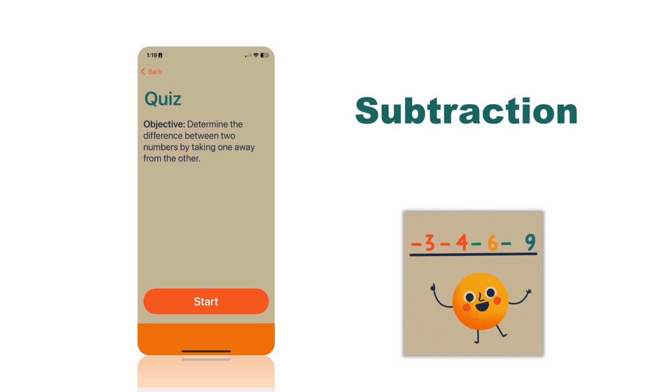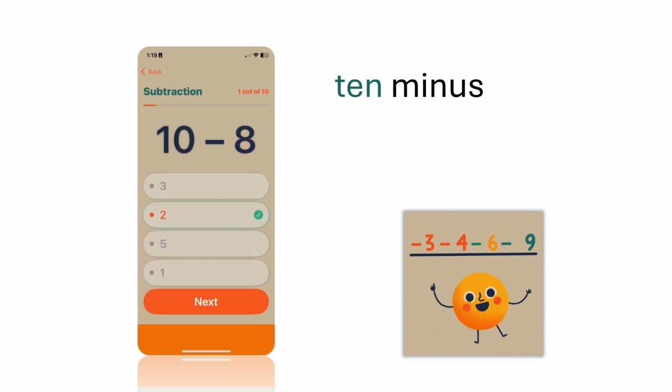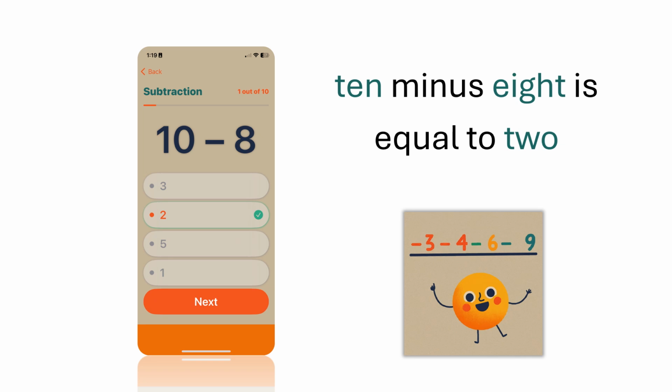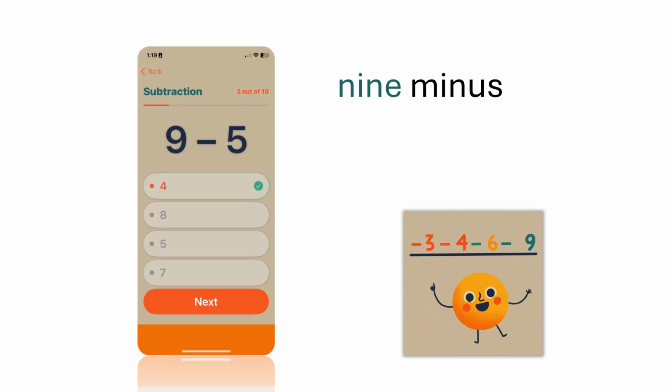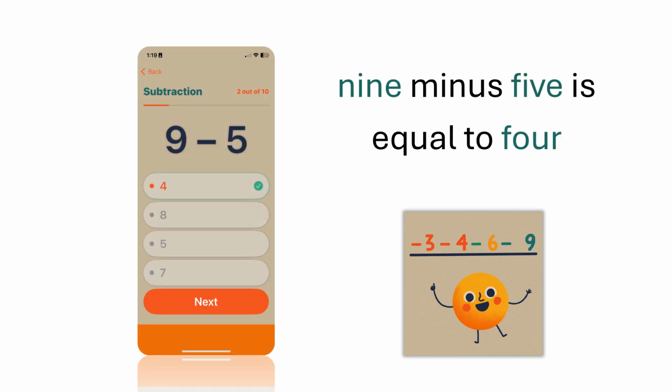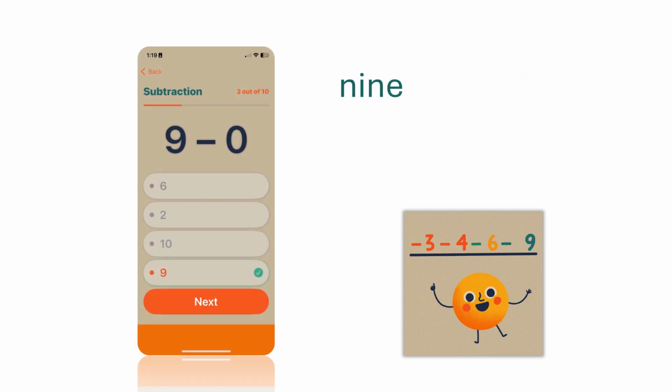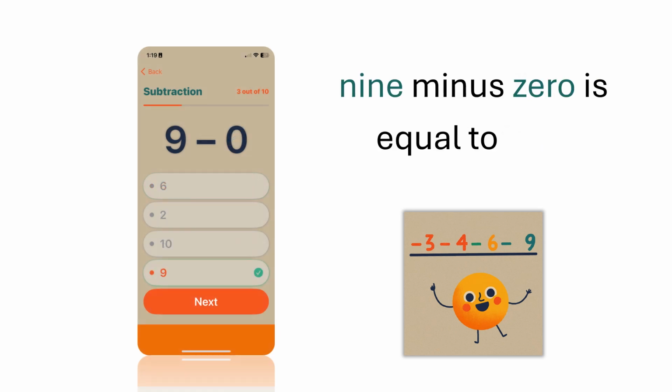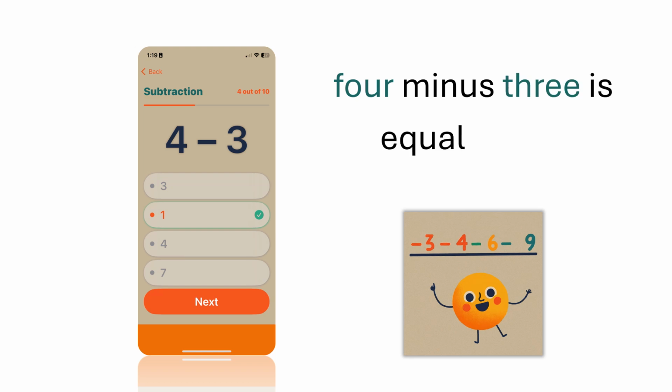Subtraction. 10 minus 8 is equal to 2. 9 minus 5 is equal to 4. 9 minus 0 is equal to 9. 4 minus 3 is equal to 1.